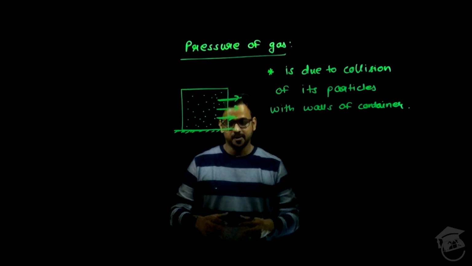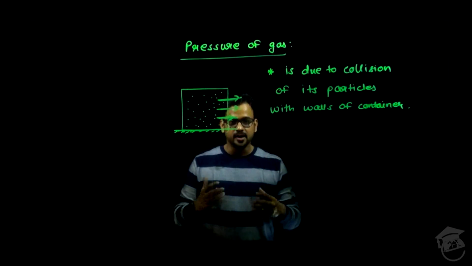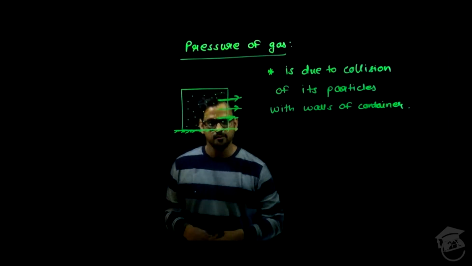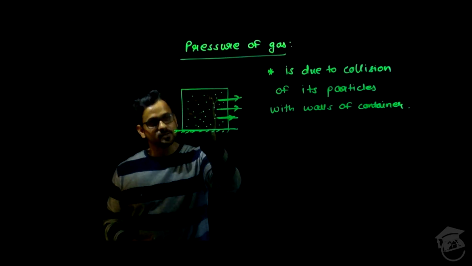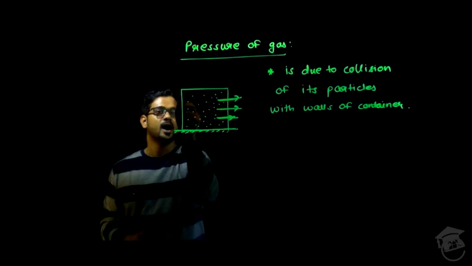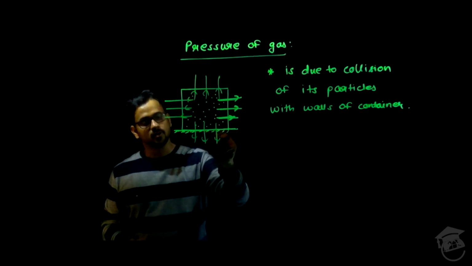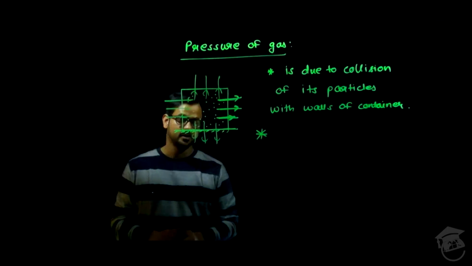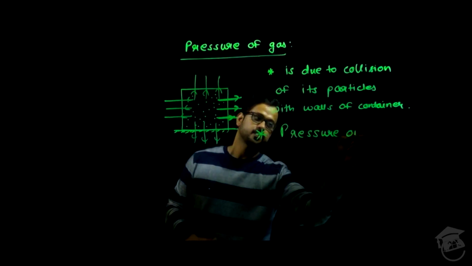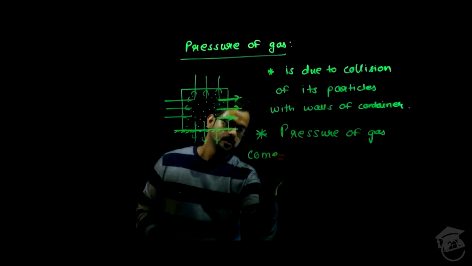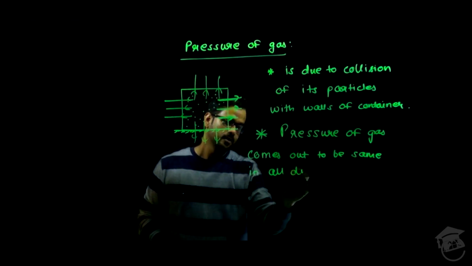Because if that were the case, if just filling a container with gas would start moving the container in one direction, then we simply need to inflate our cycle tires with some air, and the cycle would automatically start moving. We need not pedal it, right? The reason this container is not moving is that the particles of the gas are not colliding just with this wall. There are equal bombardments and collisions on this wall, and also on this wall. So what I am stressing is that the pressure of gas comes out to be same in all directions.